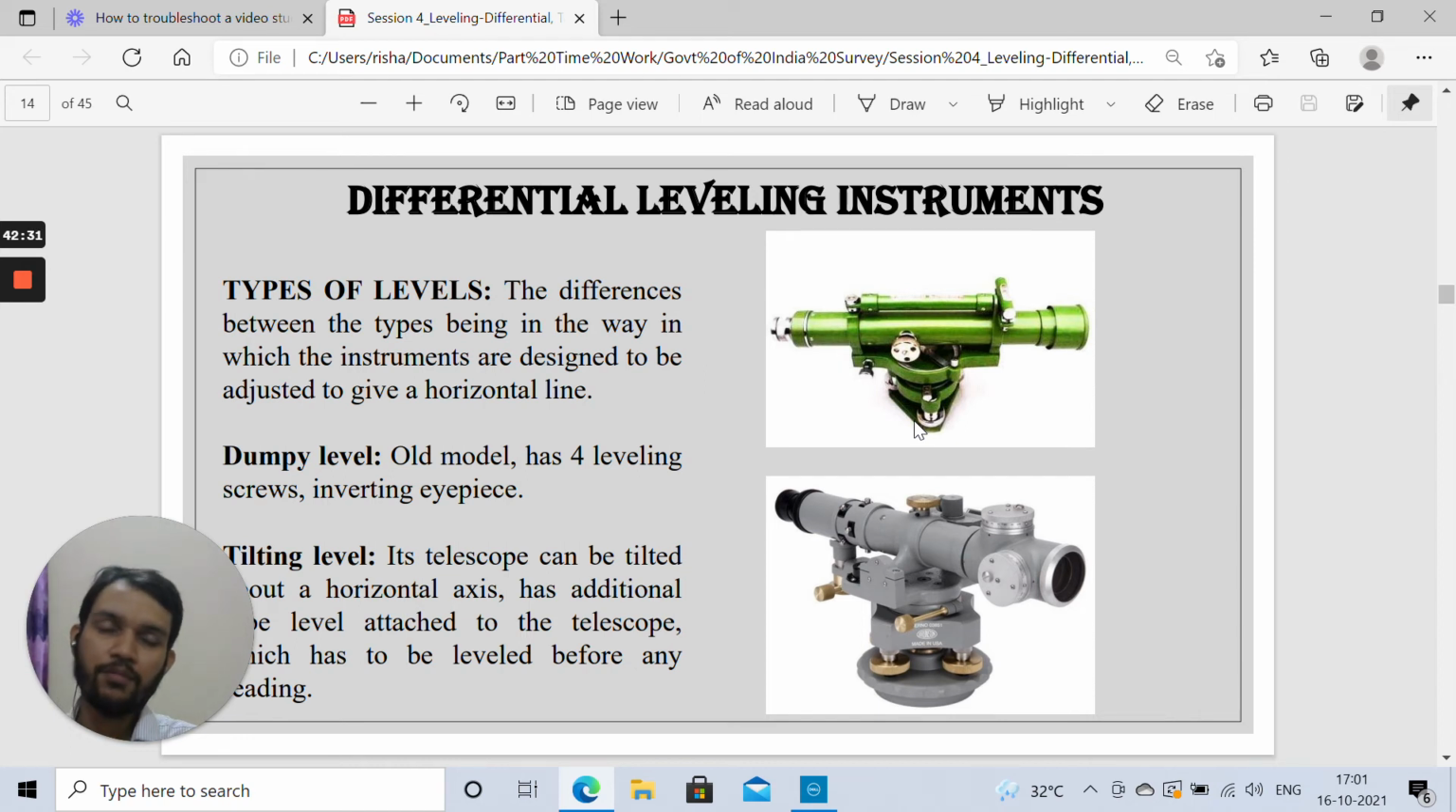So one more mechanism that is provided is it can even rotate about the horizontal axis in the vertical direction. But obviously when you are making your instrument level, you need to fix the position of the instrument with reference to the horizontal line of sight that you are taking.